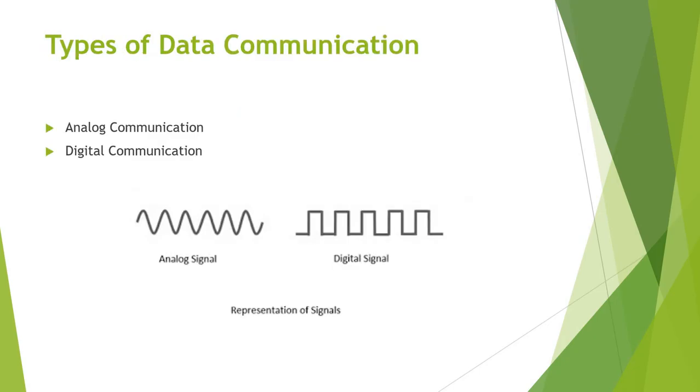One is analog communication, the other one is digital communication. As you see in the diagram, analog uses continuous signals like traditional telephony. But in the case of digital communication, it uses discrete signals like computer networks. That's all about an introduction of data communication.